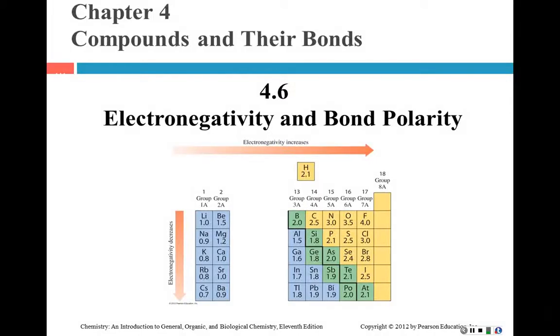Hello everyone, and welcome to section 4.6 of chapter 4, compounds and their bonds. In this, we're going to look further at covalent bonds, but we're going to look at a particular type of covalent bond called a polar covalent bond. And this has to do with electronegativity of an atom.